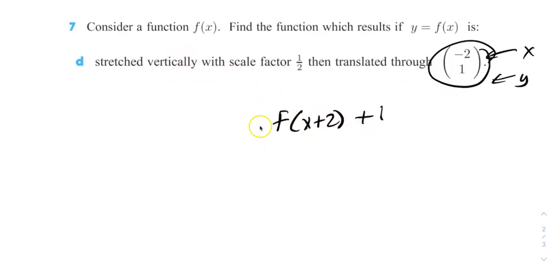And then vertically, so that's on the outside, scale factor 1/2. You just follow what it says. So there we go. If that was horizontally, I would have to flip that and make it a 2. But since it's y, it's vertically, just follow what it says. So there we go.